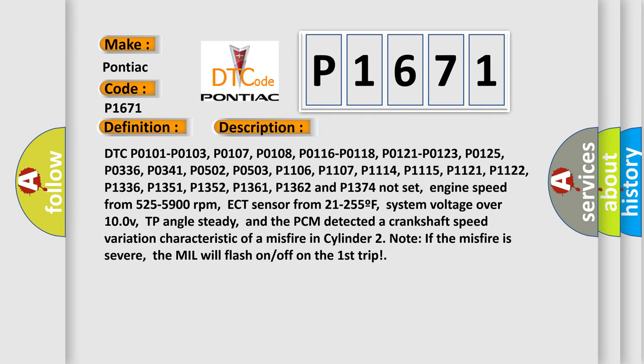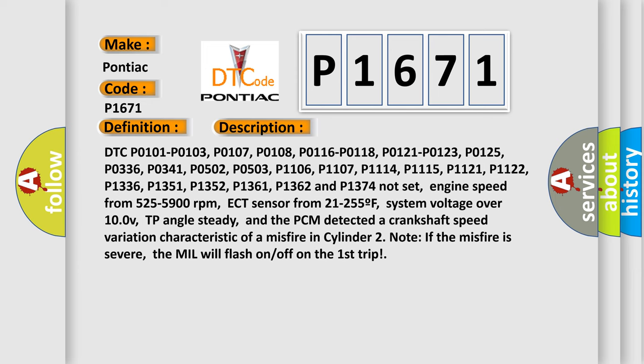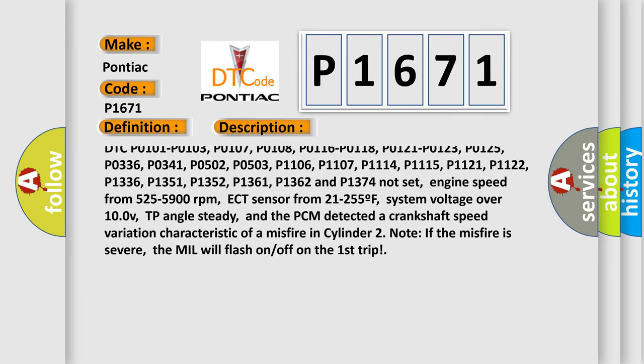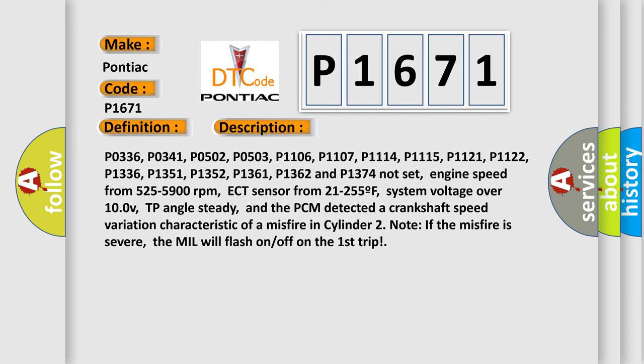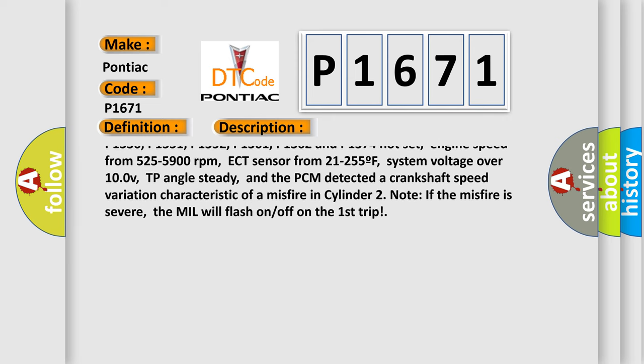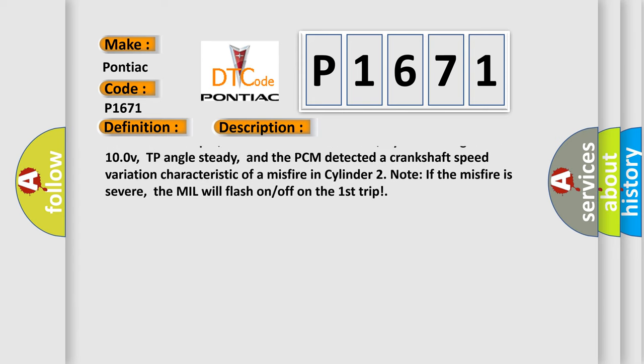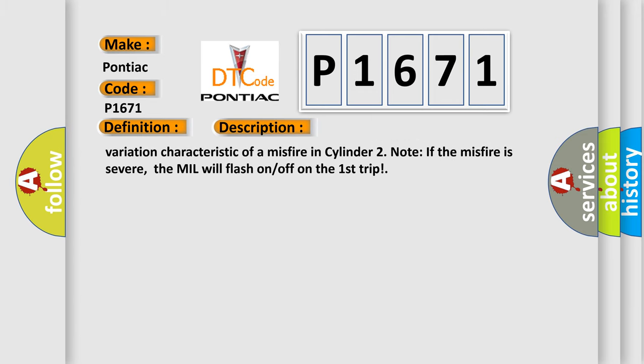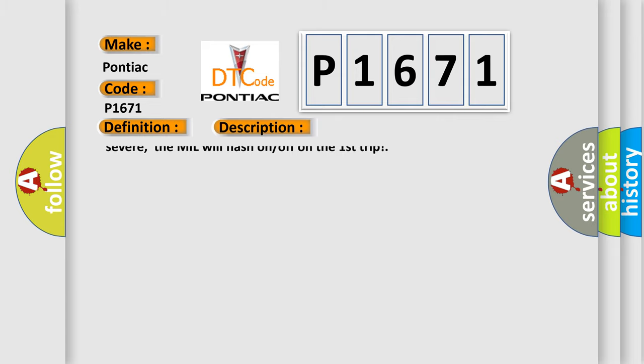DTC P0101, P0103, P0107, P0108, P0116, P0118, P0121, P0123, P0125, P0336, P0341, P0502, P0503, P1106, P1107, P1114, P1115, P1121, P1122, P1336, P1351, P1352, P1361, P1362 and P1374 not set. Engine speed from 525 to 5900 revolutions per minute. ECT sensor from 21 to 255F. System voltage over 10.0V. TP angle steady, and the PCM detected a crankshaft speed variation characteristic of a misfire in cylinder 2. Note, if the misfire is severe, the MIL will flash on/off on the first trip.